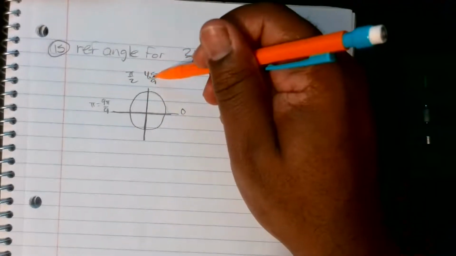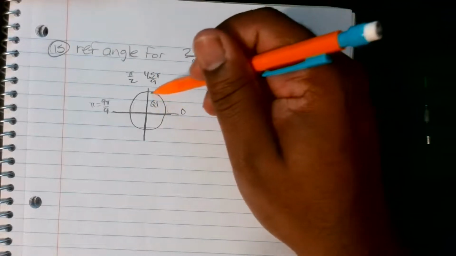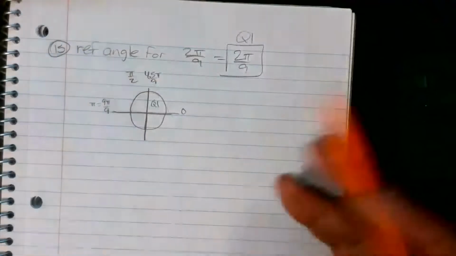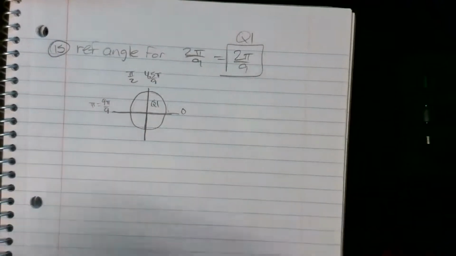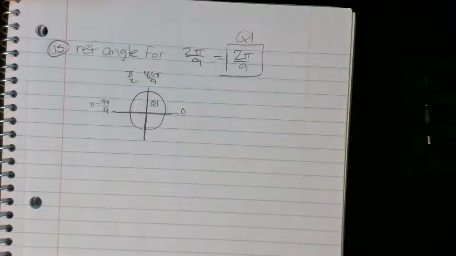2 is less than 4.5, which means it's over here. It's in quadrant 1. If your angle is in quadrant 1, it's your reference. The reference angle is itself. All right, so that is probably an important one.